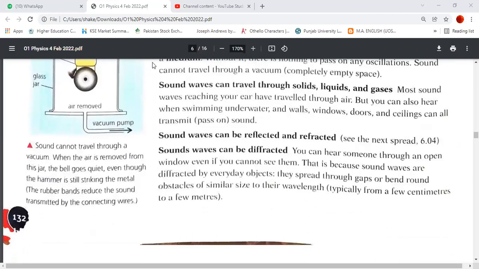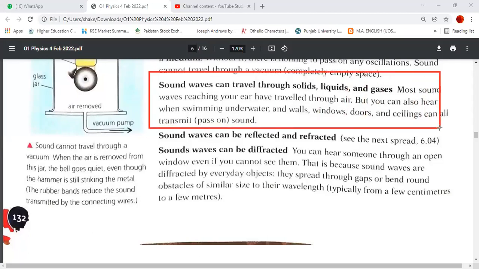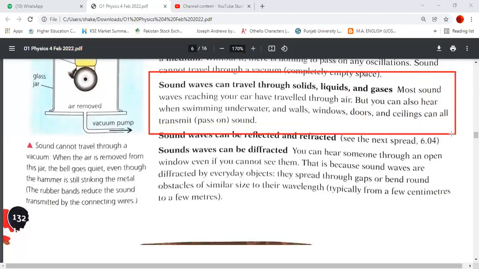Next characteristic is that sound waves can travel through solids, liquids, and gases. I've already told you that they need a material medium. This material medium does not have to be air only.